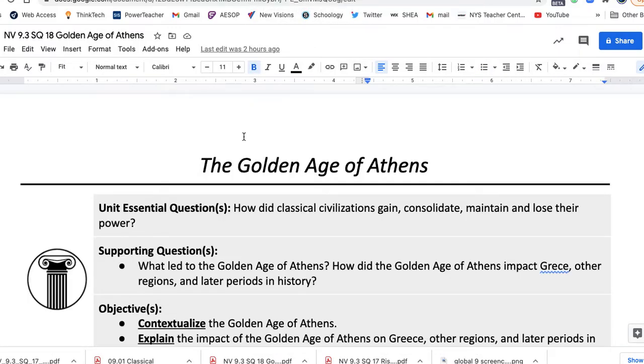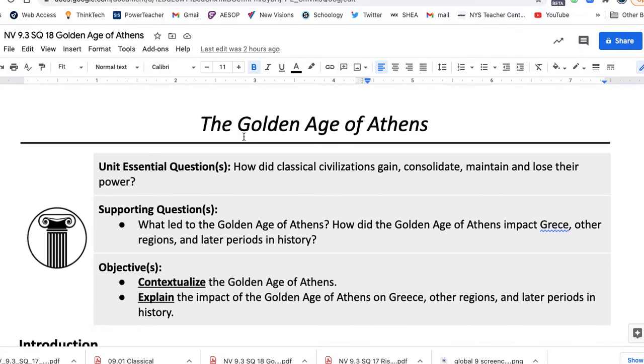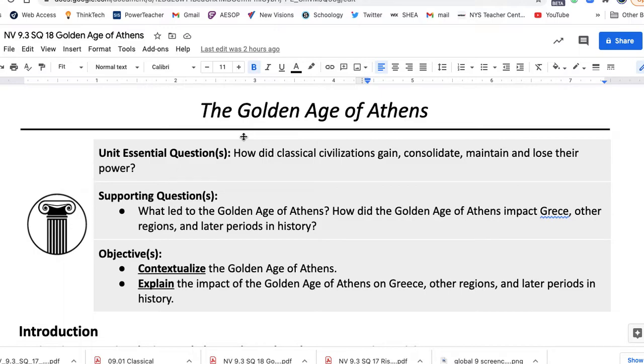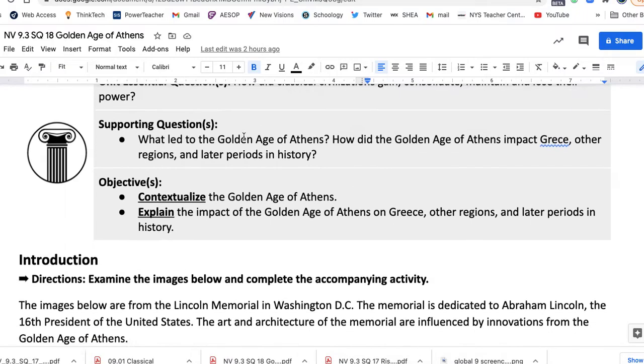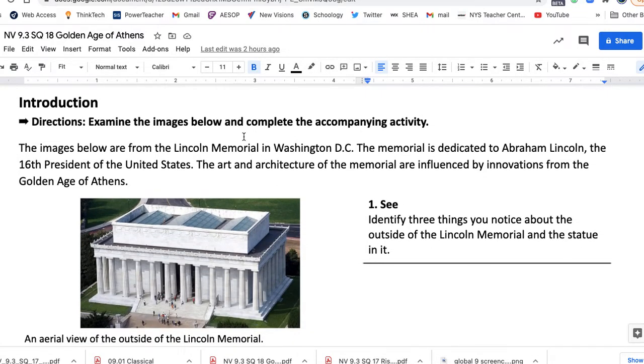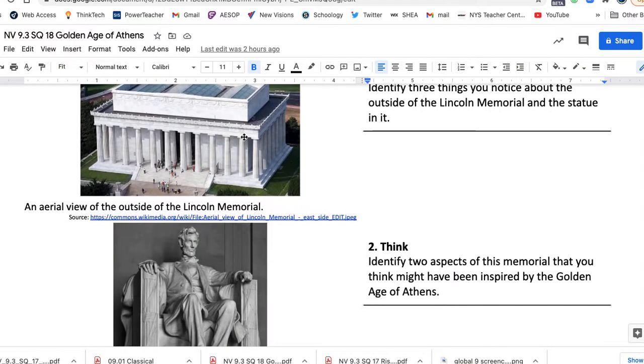The second activity located here is about the Golden Age of Athens. Now, this is a little bit of a gallery walk. There's so much to know about ancient Greece and specifically Athens and all their different contributions. So here we're going to look at a variety of things throughout the week, dealing with, in this case, architecture.